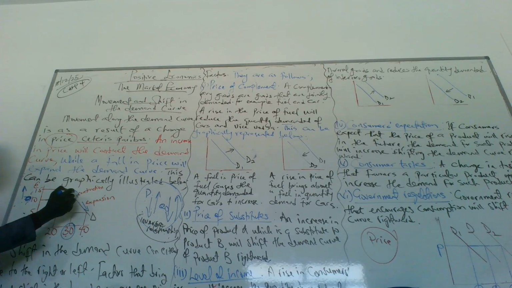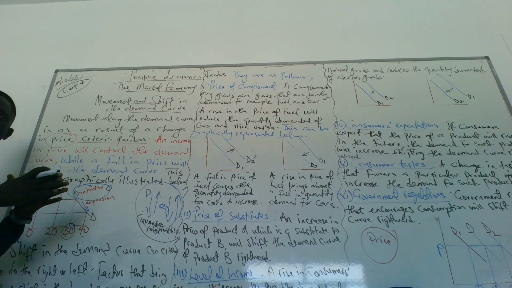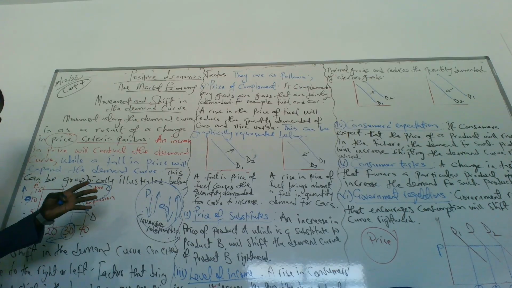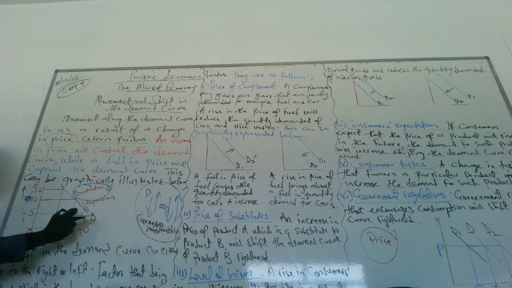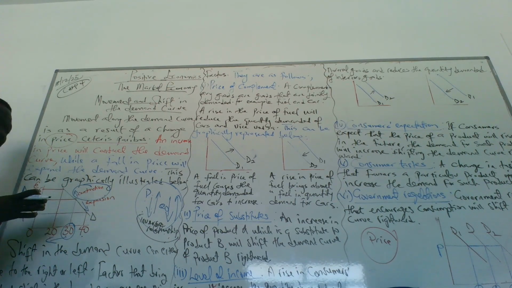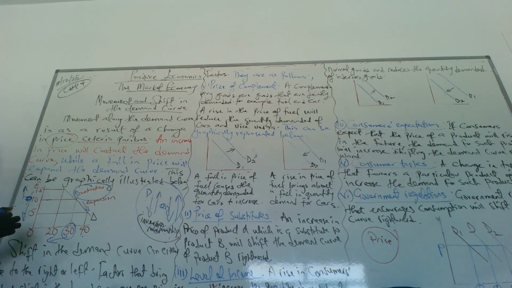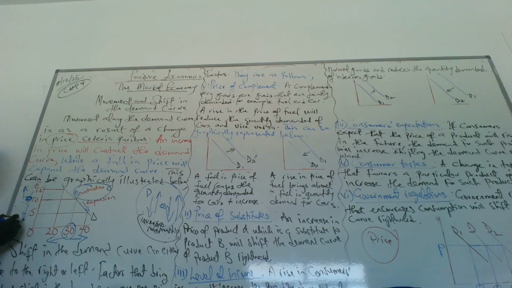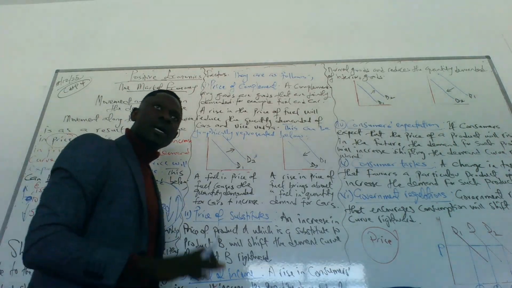From 10 to 15 brings about what? Contraction. Because the quantity reduces from 30 to 20. What do I call that? Contraction. Movement along the demand curve, but it reduces the quantity demanded because the price has increased. A change in price again. There's also a reduction in price. A reduction in price will bring about an increase in the quantity demanded from 30 to 40. From 30 to 40 is what? Expansion. This is movement along the demand curve.